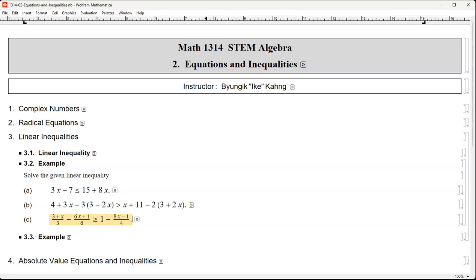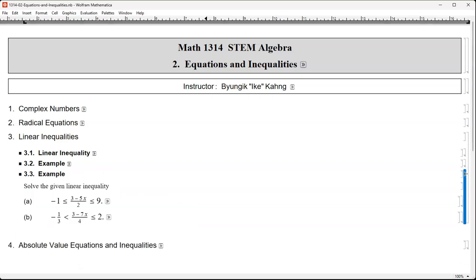If that's division by a negative number, then you have to flip. Division by positive number, then no problem. And those are for single inequalities. What if you have double inequalities like this?